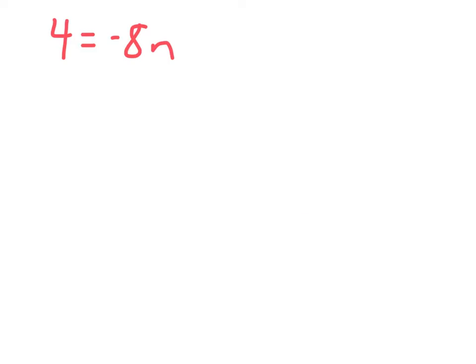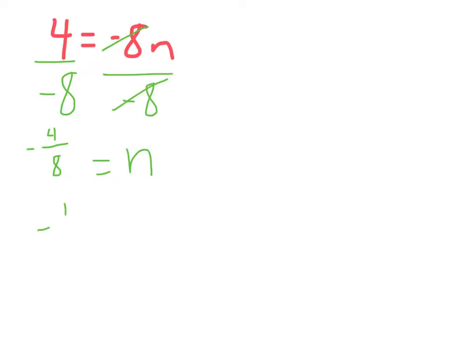Next equation, 4 equals negative 8n. Divide both sides by negative 8. Those cancel. 4 divided by negative 8. And be careful, you have a small number that we're dividing by a big one, so I can leave it as a fraction. 4 over negative 8 equals n, but that simplifies to negative 1/2 equals n.